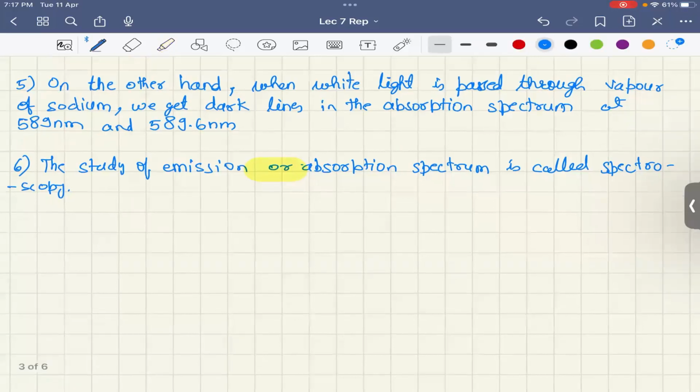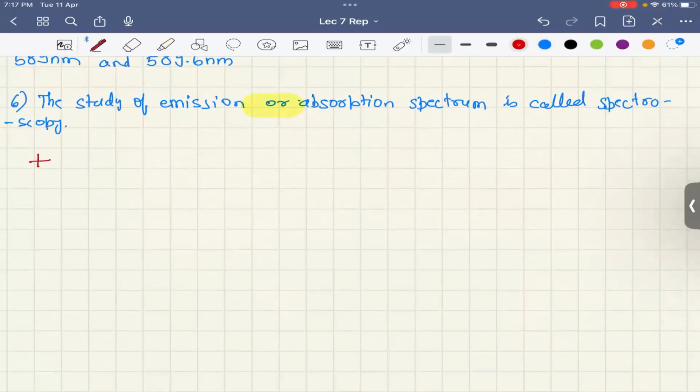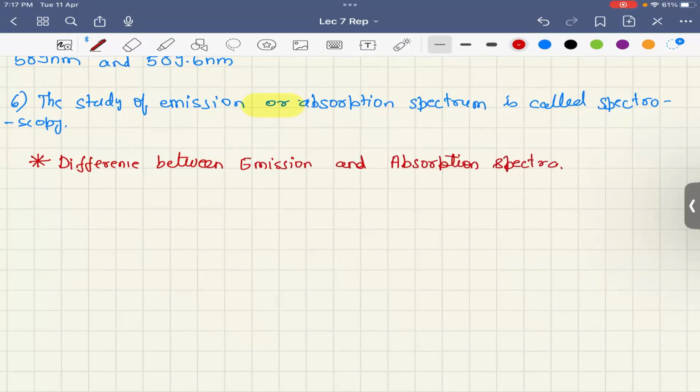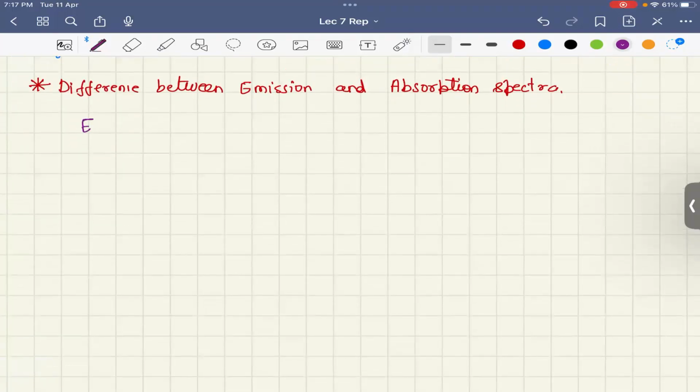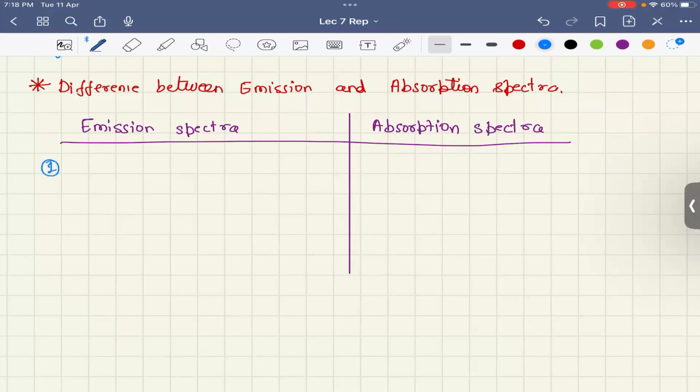So now let us understand the difference between emission and absorption spectra. Here we are going to write emission spectra and here absorption spectra. The first point is, emission spectrum is obtained when radiations emitted by the excited substance are analyzed with the help of a spectroscope, whereas absorption spectrum is obtained when white light is first passed through the substance in gaseous state or in solution and the transmitted light is analyzed with the help of a spectroscope.